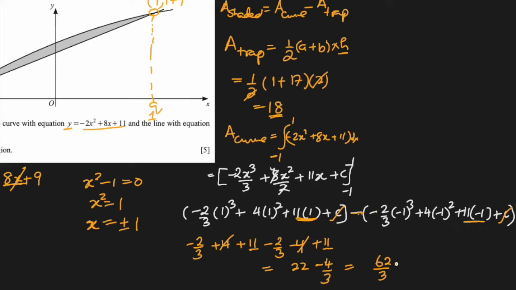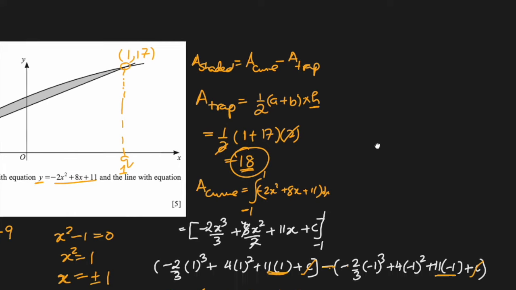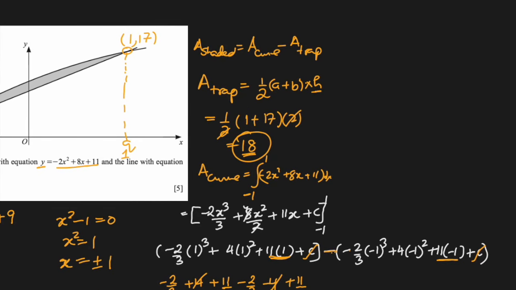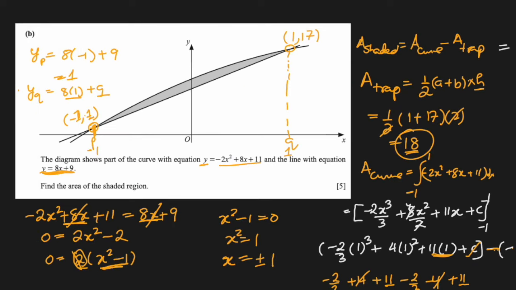This is the area under the curve, which certainly should be more than 18, which we got for the area of the trapezium. And now we will use what we decided earlier. So 62 over 3 minus 18 will be 8 over 3. 8 over 3 units square is the area of the shaded part.